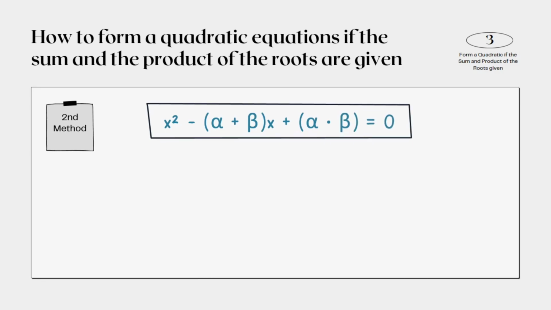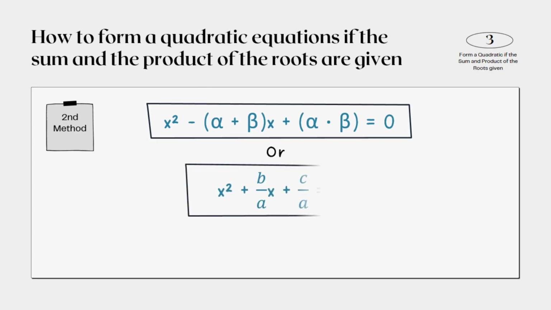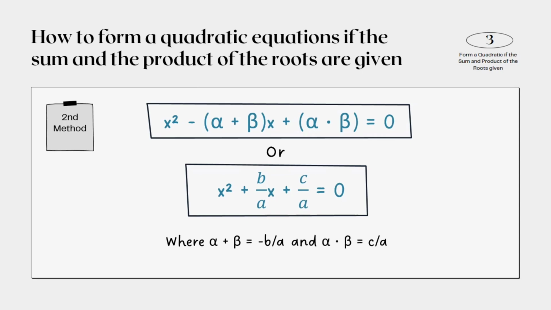is equal to 0. Or x squared plus b over a times x plus c over a is equal to 0, where alpha plus beta is equal to negative b over a and alpha multiplied by beta is equal to c over a. Well, actually the formula of the second method is the cross product of the equation x minus alpha times x minus beta is equal to 0, which we used to find the quadratic equation in the previous method.